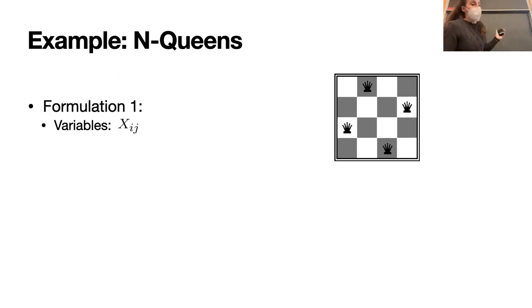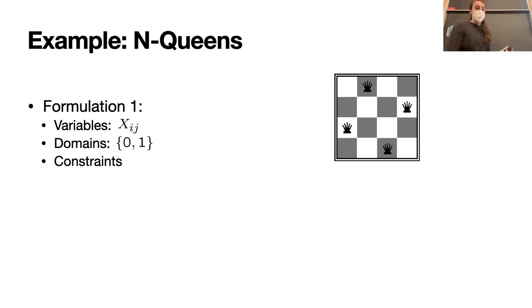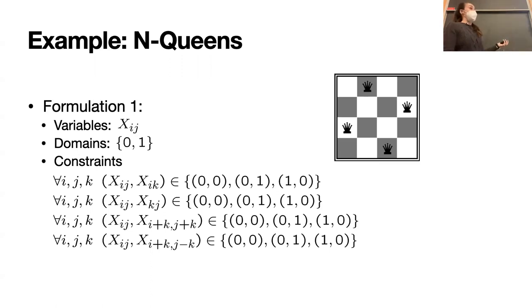And so one type of formulation here is that you could use the variables Xij, okay? So basically you have, again, each spot on the board. You have a domain, so it can either be 0 or 1, okay? So if it's 1, there's a queen there. If it's 0, no queen. And then we can write out our set of constraints, which here could be a little bit complicated, okay?